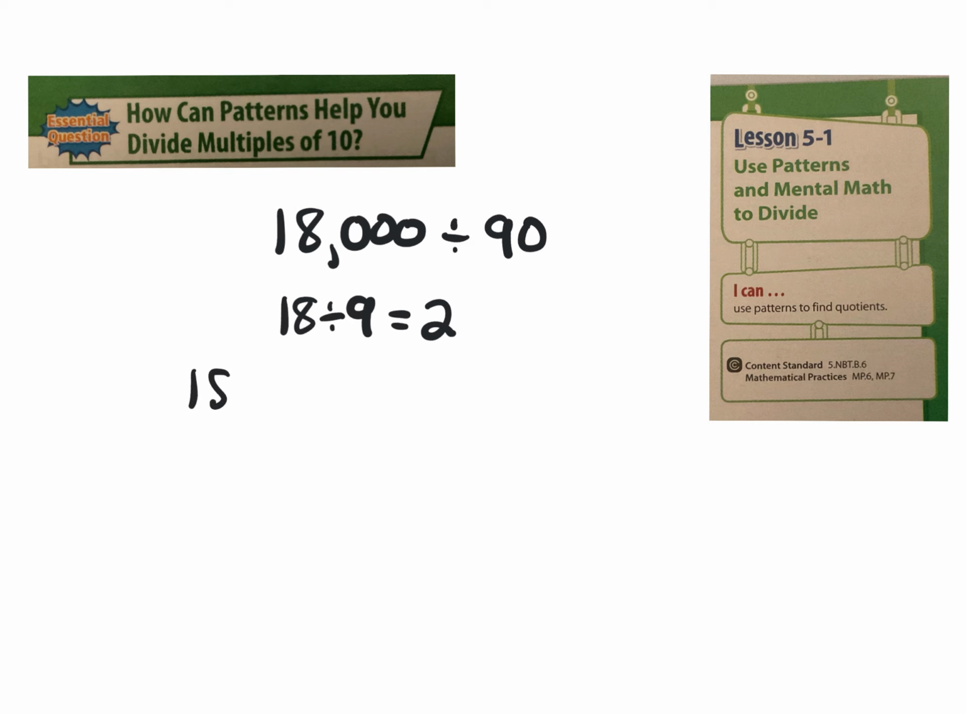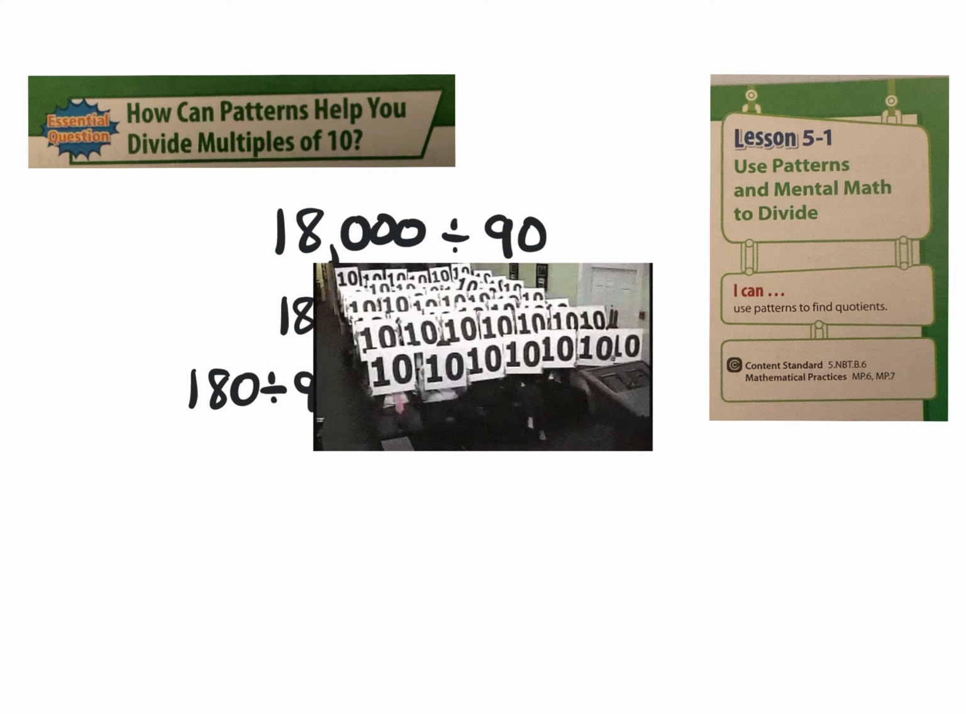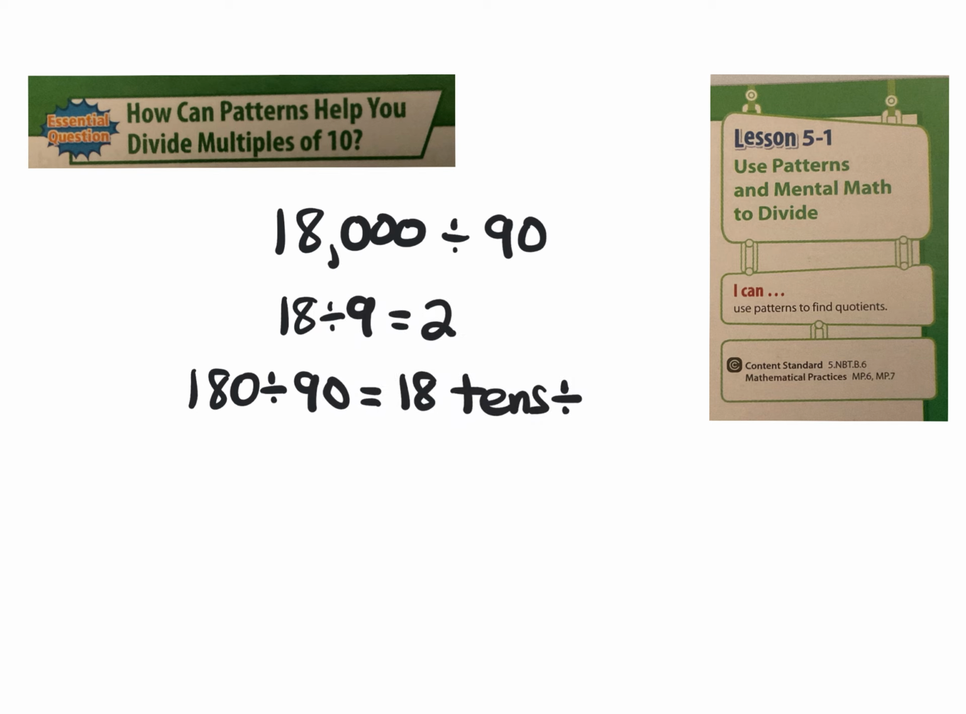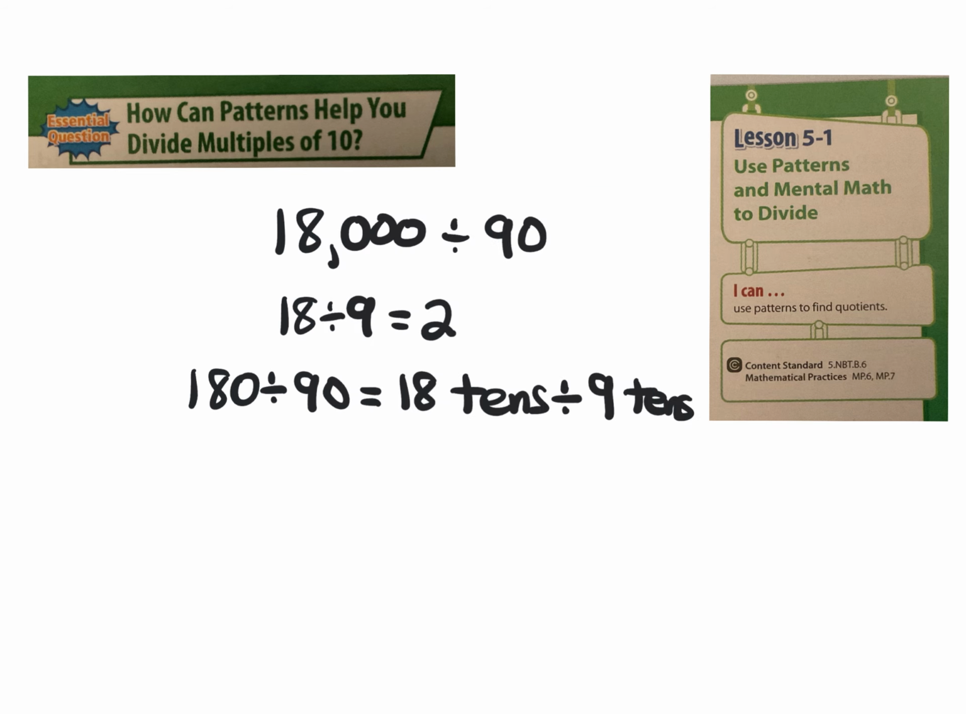So if I did 180 divided by 90, we know that 180 is the same as 18 what in the place value chart? It would be 18 tens divided by, what's 90 on the place value chart? 9 tens. So 18 tens divided by 9 tens equals 2.